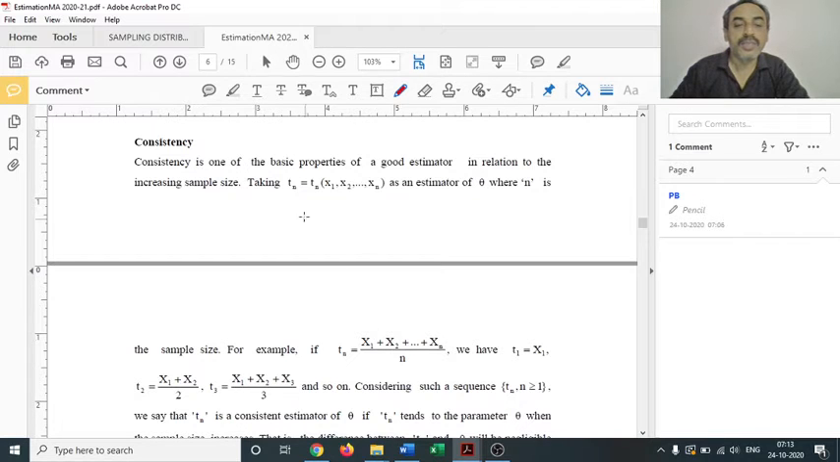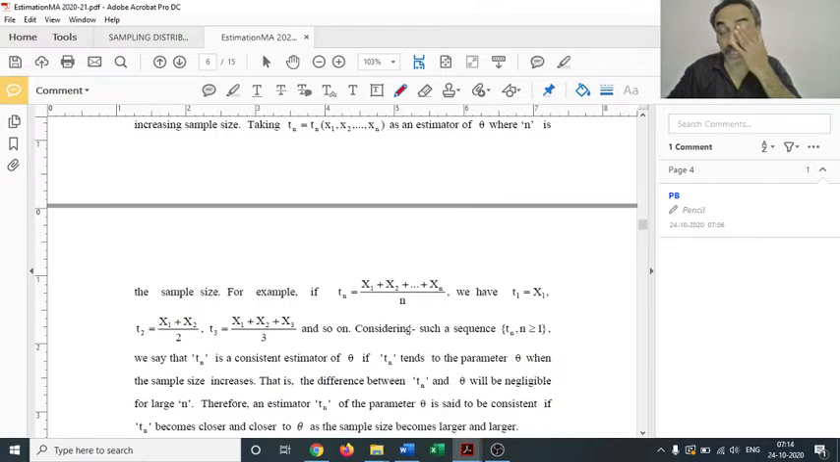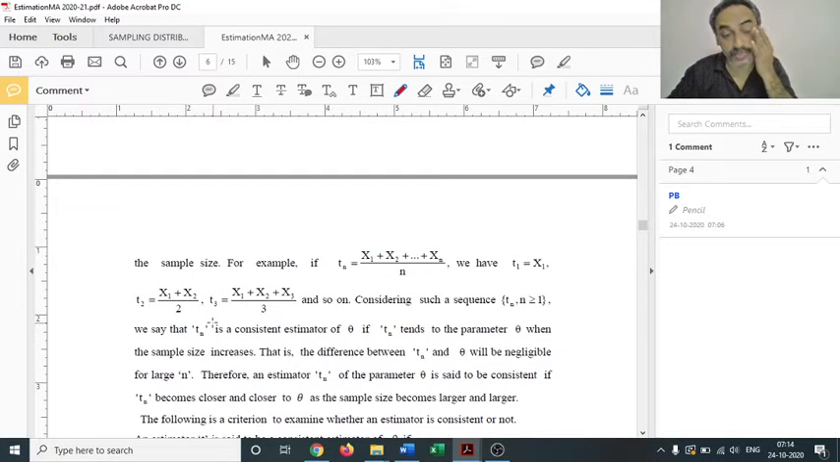In consistency, we consider again a statistic T to estimate, say, a parameter theta. Here we consider this consistency property with the help of an example, say Tn. Tn is taken as x1 plus x2 plus etc plus xn by n. So when n is 1, T1 is x1. When n is 2, T2 is x1 plus x2 by 2. When n is 3, it is x1 plus x2 plus x3 by 3, etc.